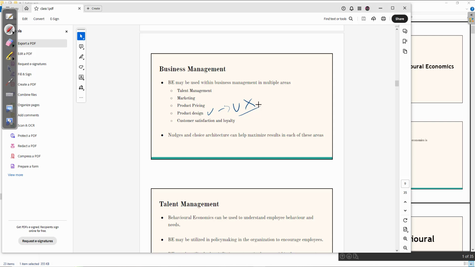Keeping all those things in mind, basically the focus is on the decision making and the psychology of the customer. Marketing is obviously about psychology, and there are a lot of cognitive biases which are applied in marketing. We will be covering those. Then product pricing is also a very crucial thing.